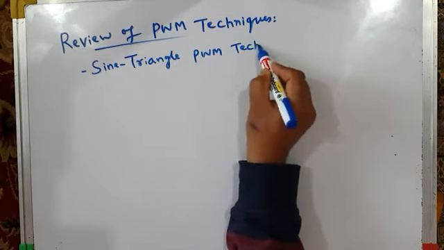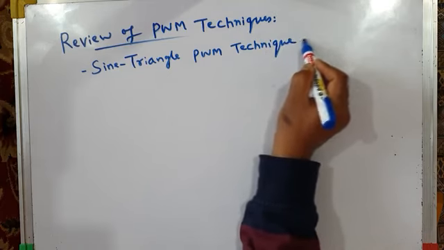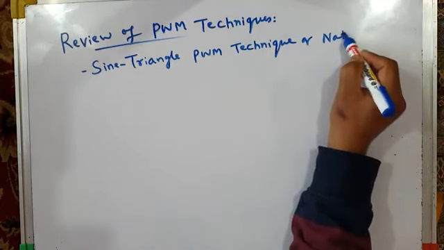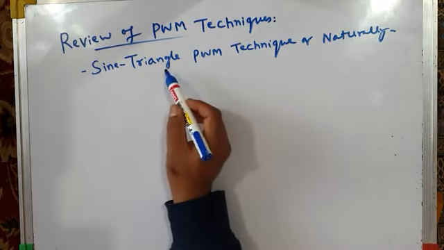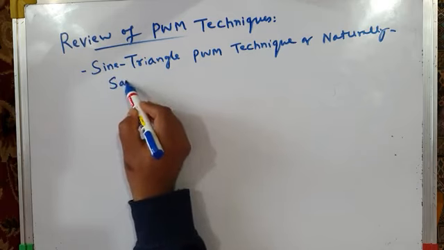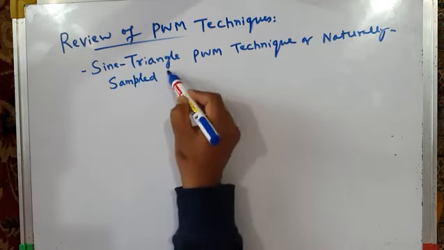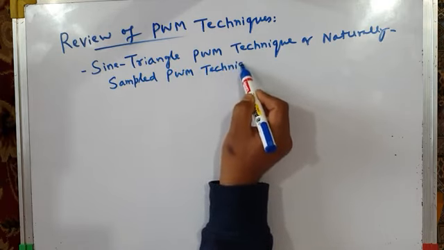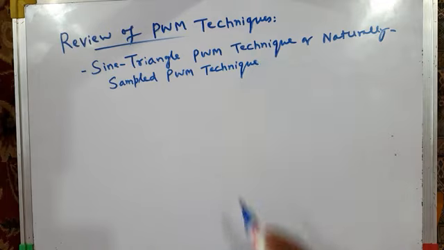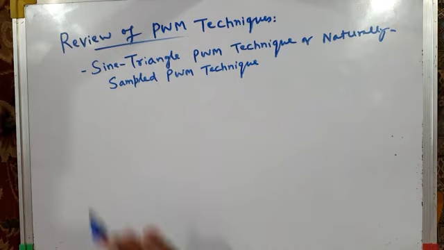Sine triangle PWM technique, or it is also called naturally sampled PWM technique. In literature, you will find this name also given to this PWM technique, that is, naturally sampled PWM technique. So you should not get confused by different names given to the sine triangle PWM technique. We have studied this probably in module 2 for single phase PWM voltage source inverters, and then we have extended it for 3-phase PWM voltage source inverter.